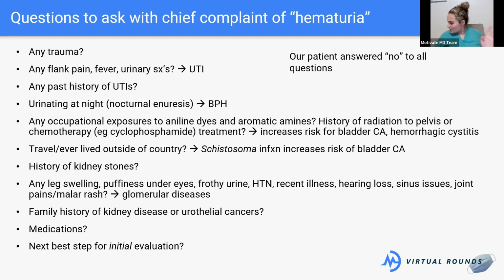So does anybody have an idea of the first best step for initially evaluating this patient? He's coming in with blood in the urine. Are there any tests that we want to do at first, as a first step and to rule out one of the things you guys are worried about?